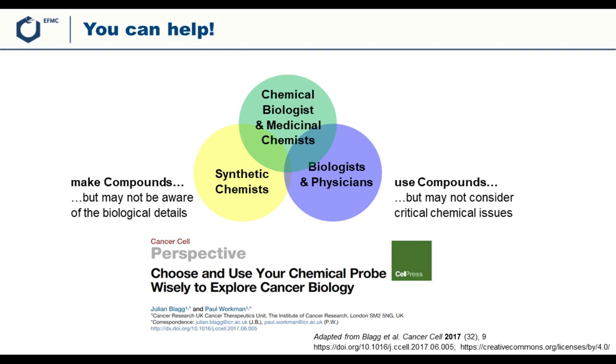So this is where all of us can help. As chemical biologists, as medicinal chemists, we can make the link between synthetic chemists who make the compounds, but may not be aware of biological details. In some cases, we are even the ones making these compounds. And we can make the link to the biologists and physicians who know very well how to use compounds, but may not consider critical chemical issues. So it's essential that we all work together to make sure that the compounds we use to study biology and disease are appropriate.